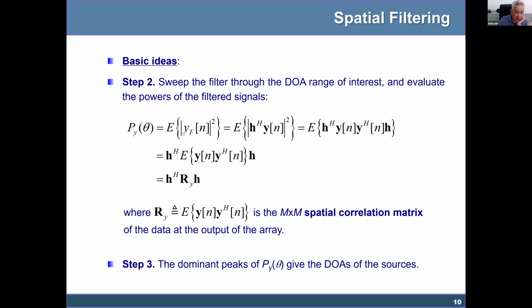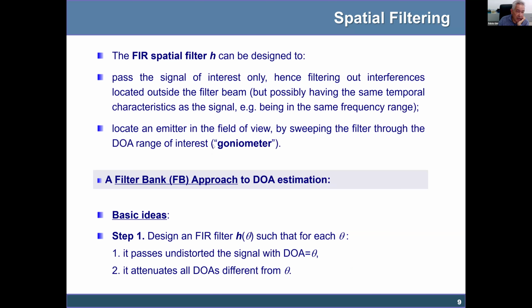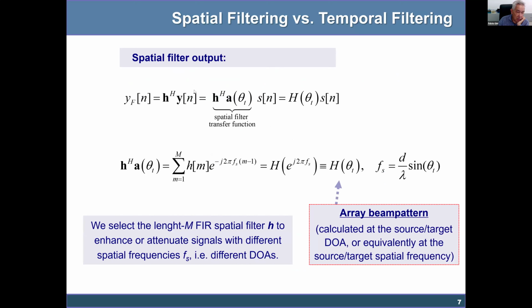So the output of the filter is this y_F of n. We have the nth snapshot, and we calculate this inner product. So we calculate the output of the spatial filter at time n. This filter H has a beam pattern that points at a given direction theta. We calculate for each theta the power of the output, and then we plot as a function of theta.